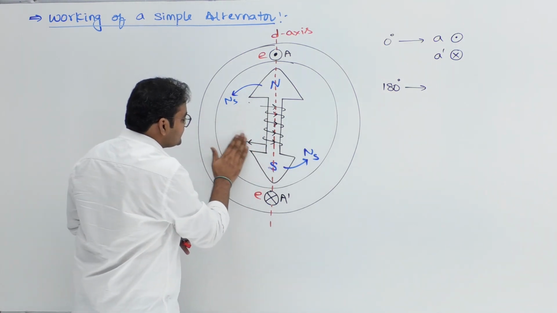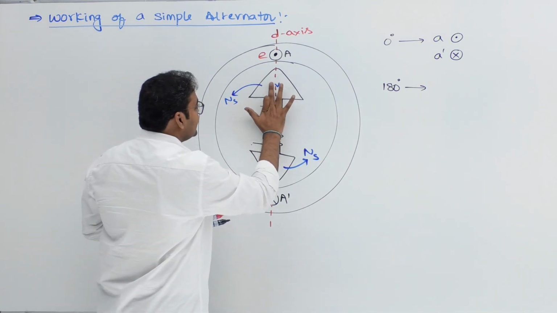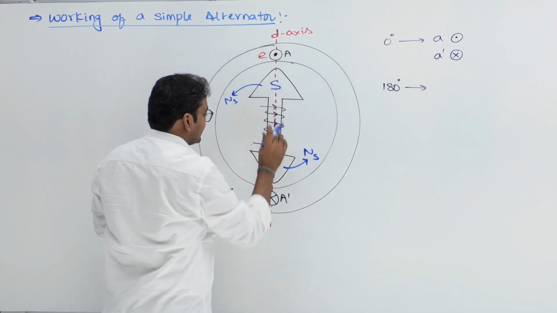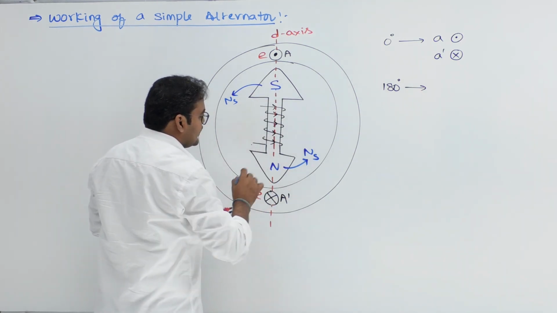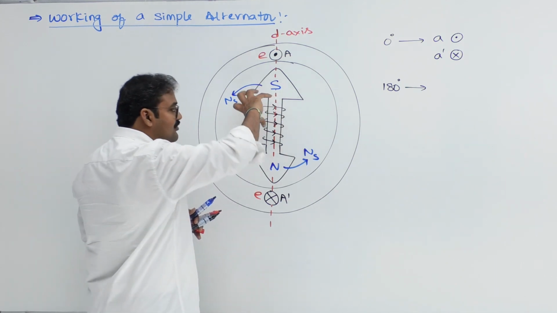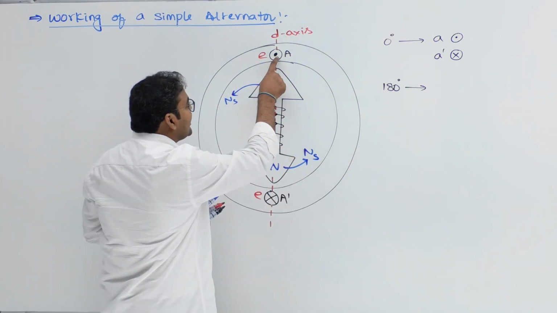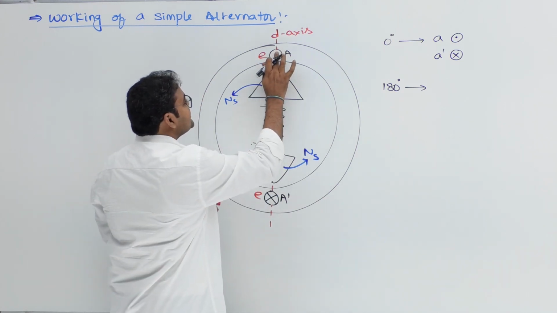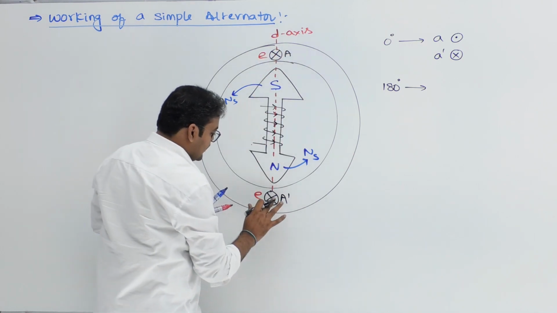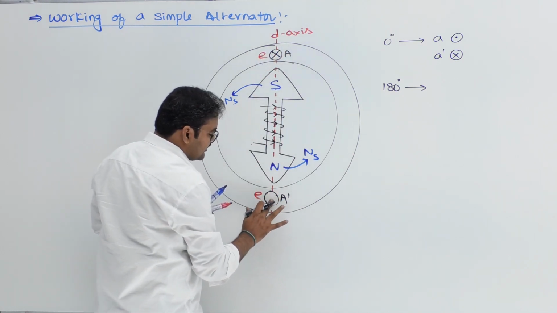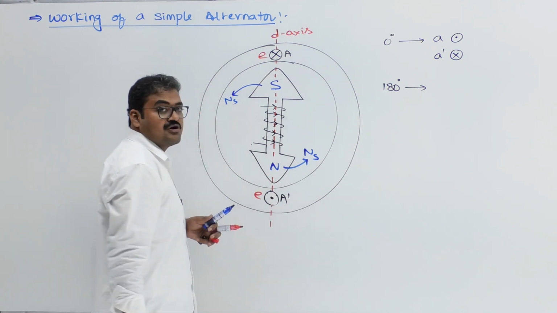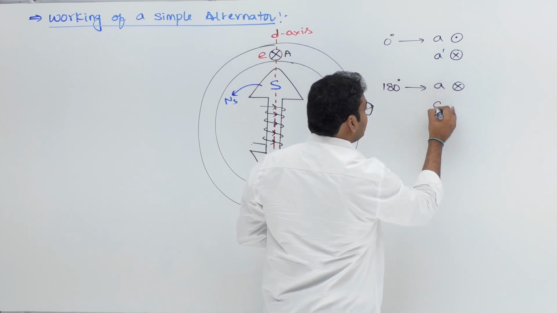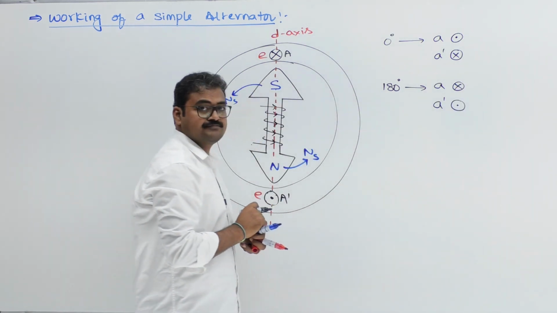So let me remove all these things. After 180 degrees, the rotor is rotating, isn't it? We are rotating the rotor. So the south pole will go here and the north pole will come here. Okay. So why is it happening? Because we are rotating the rotor. Now tell me, is conductor A under the north pole or south pole? South pole. Therefore, the polarity will change from dot to cross. And here A dash is now under the north pole. Therefore, the polarity will change from cross to dot. So after 180 degrees, conductor A becomes cross polarity, and A dash becomes dot polarity.